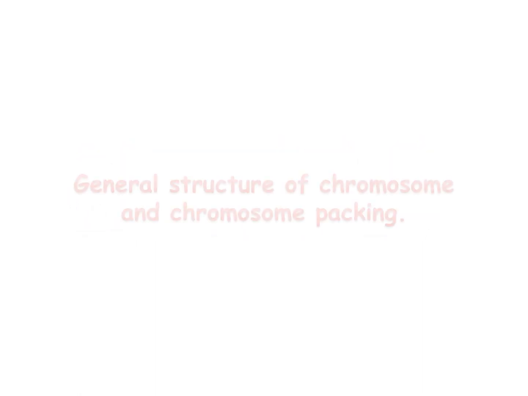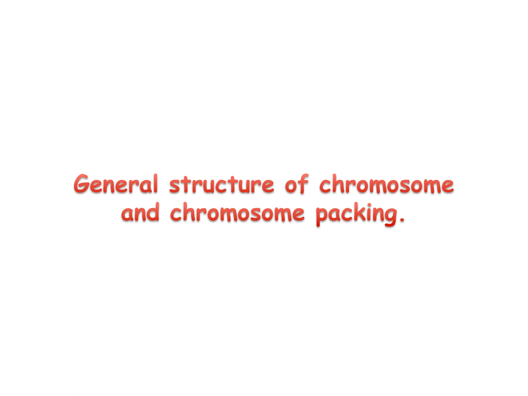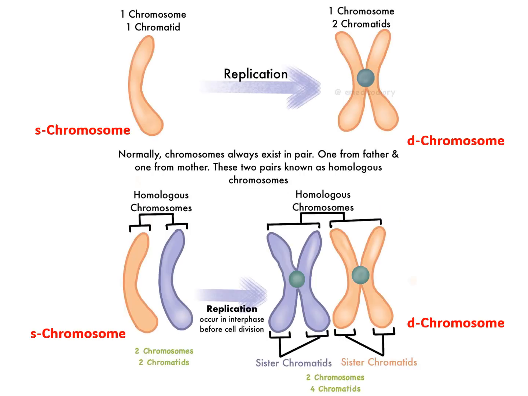So now, about the general structure of chromosome and chromosomal packing. Here in this figure, we should differentiate between single-stranded chromosome and double-stranded chromosome. Single-stranded chromosome, which is formed of one chromatid, is described as S chromosome, while a chromosome with two chromatids attached to each other at the centromere is known as D chromosome. D chromosome is normally seen after replication of the cell.